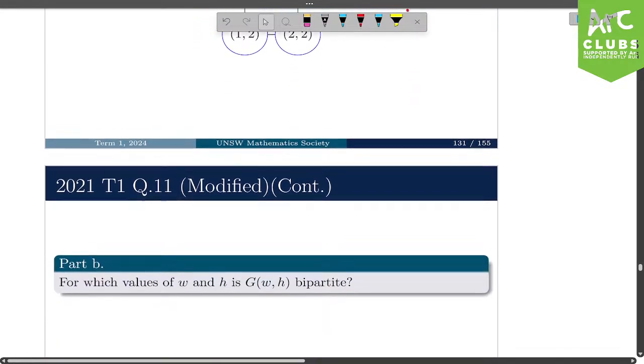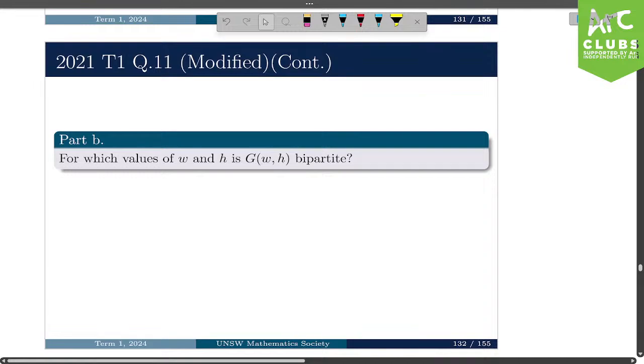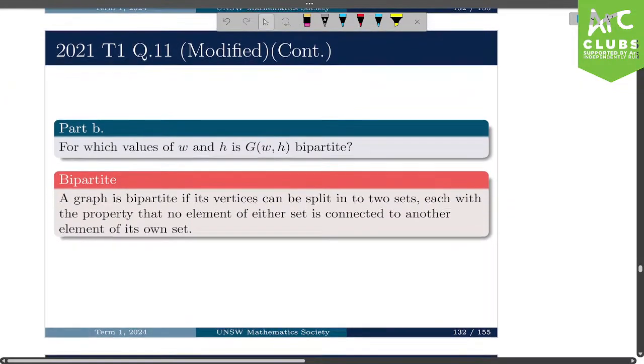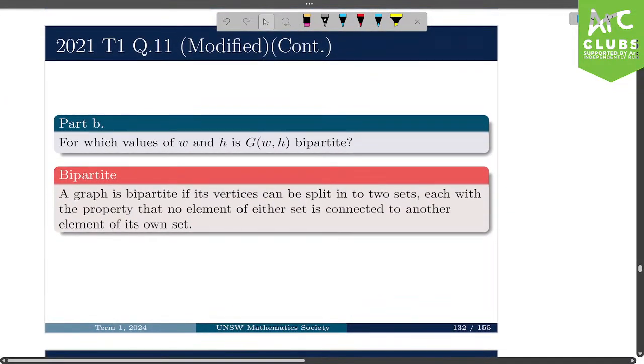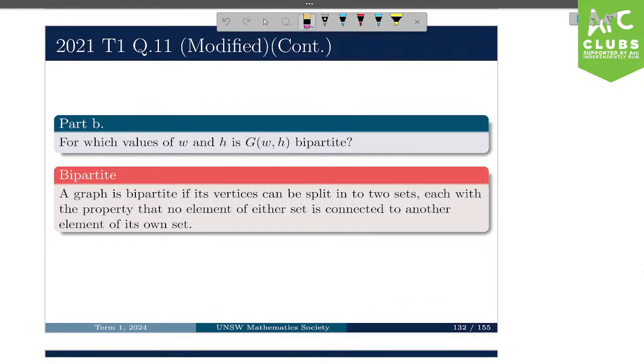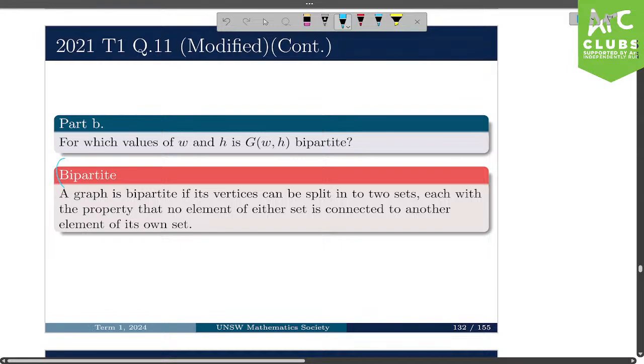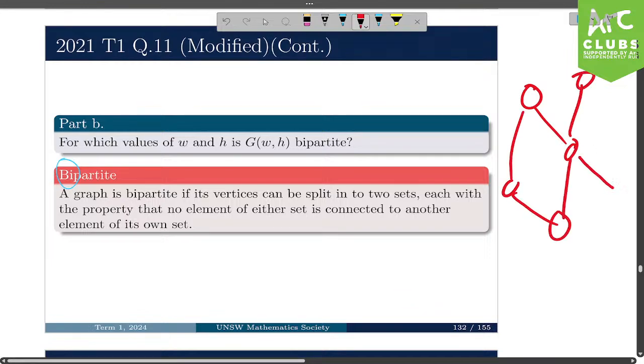Nice. Okay. Now, part B, for which values of W and H is G_WH bipartite? More definitions. A bipartite graph. It's kind of in the name. Look at the bi, it means 2. That means a graph is bipartite if your vertex set can be split into 2 sets of vertices, right?